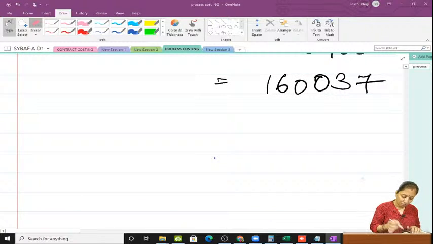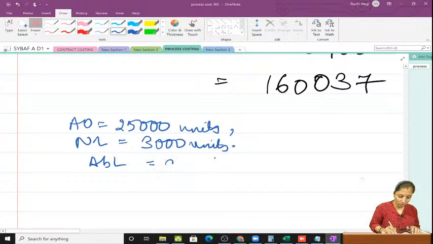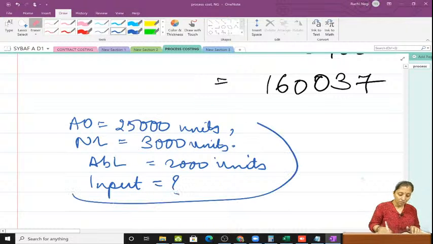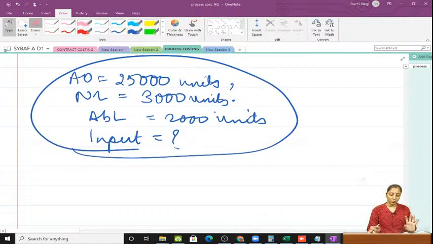Yeah, this was also there in one of the sums. Just see. Actual output बोला था 25,000 units. This I had discussed. Normal loss say is 3000. Calculate किया हुआ है. And abnormal loss is 2000 units. So calculate the input. उल्टा. अब उल्टा हो गया. Actual output is given to you 25,000. Normal loss is given to you 3000. Abnormal loss is given to you 2000. And input is asked to you.